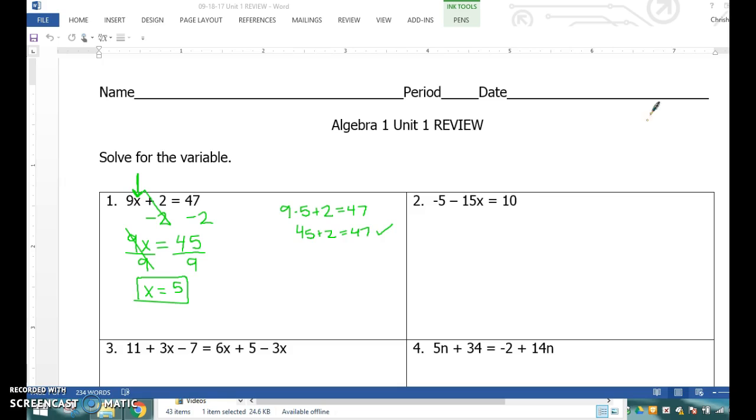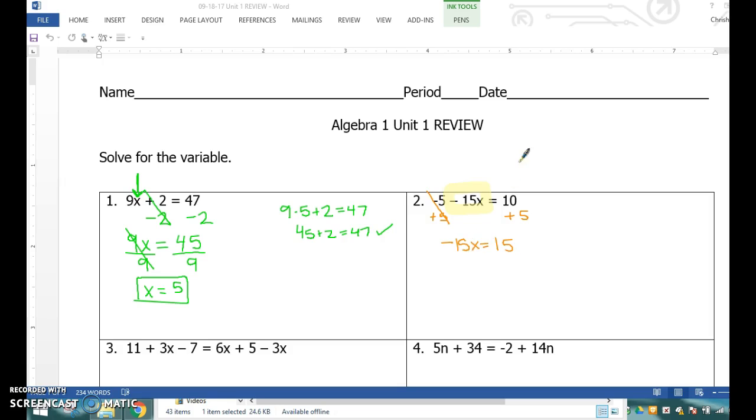Okay, over on number 2. Again, I'm going to get rid of my addition and subtraction first. So I have a minus 5. I need to do the opposite, which is plus 5. Negative 5 plus 5 is 0. Be careful right here. That 15x is negative. And 10 plus 5 is 15 as well.